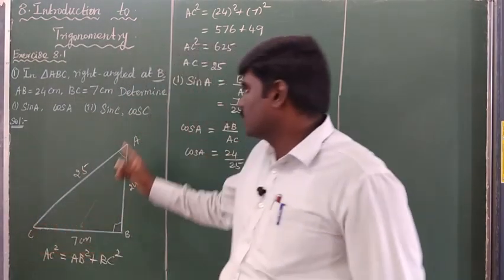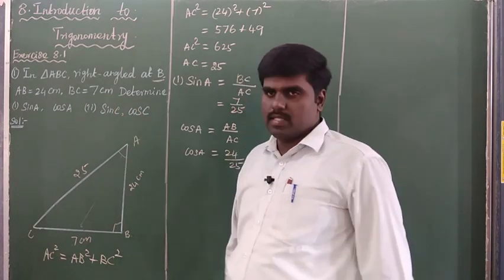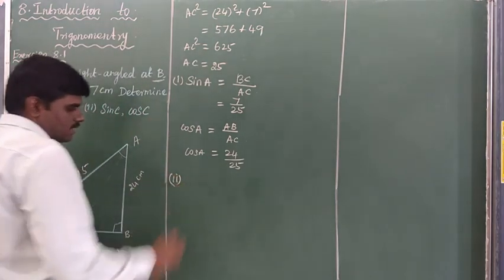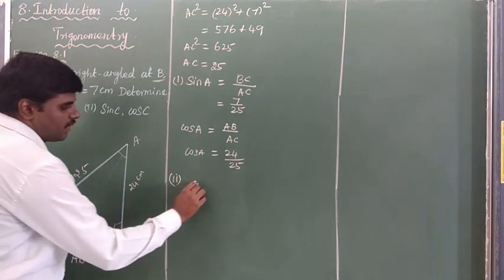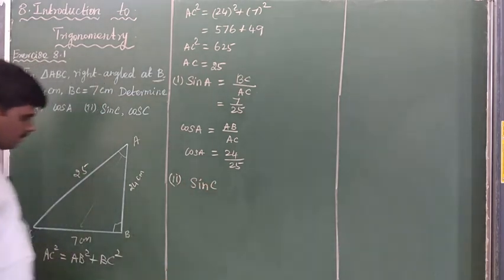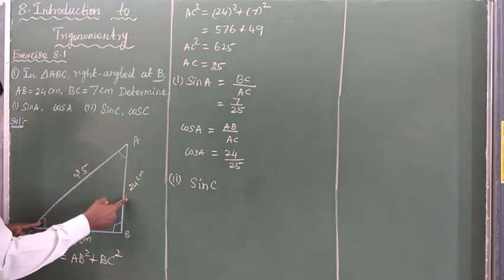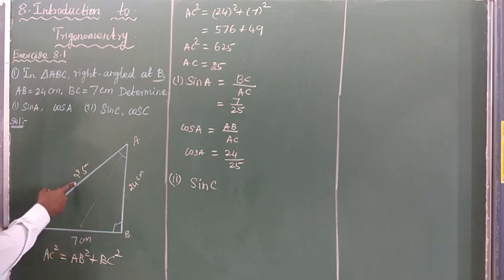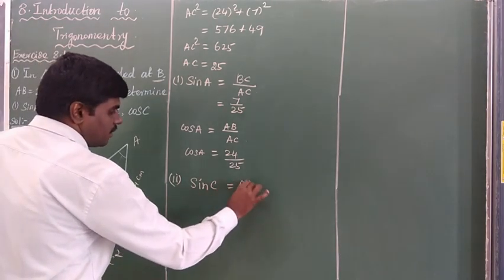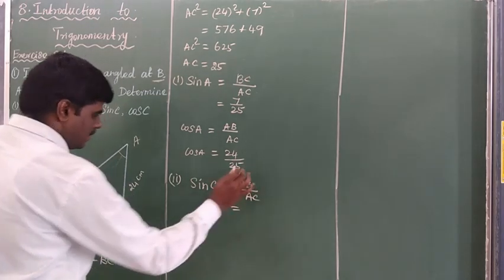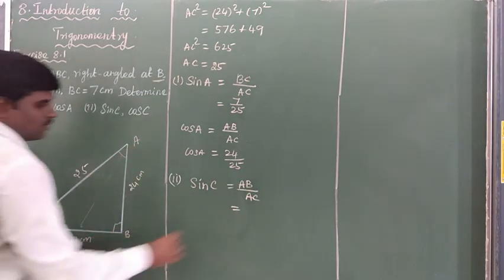What is question number 2? Sin C, next cos C. Is that clear? For the second one, find sin C. Sin C means you choose point C as theta. Based on point C, where is the opposite side? This is the opposite side, this is the adjacent side, and this is the hypotenuse side. So based on C, sin C is equal to opposite side, that is AB, by the hypotenuse AC. What is the value of AB? Here AB is equal to 24.